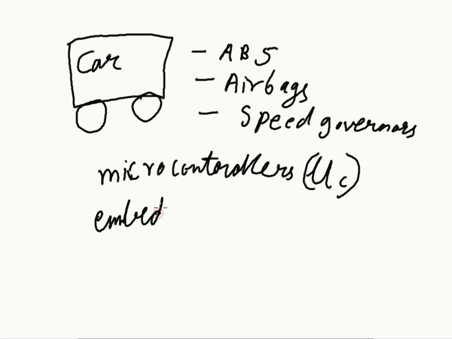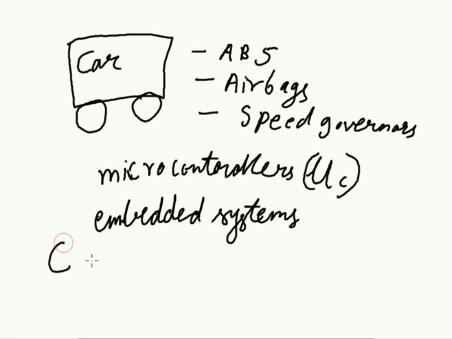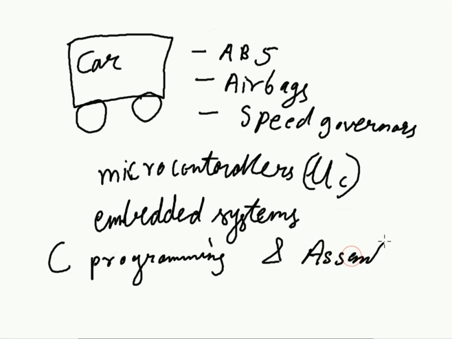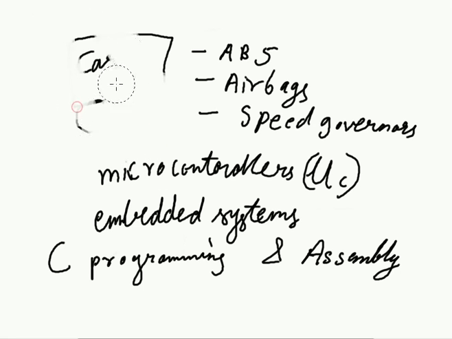The first thing you should know is how to get started with embedded systems. Most of the books currently available focus on two things: C programming and assembly. Sorry for my handwriting, I'm not used to writing on these writing pads. These are the two things you should know if you are getting into the field of embedded systems. Apart from that, there are a few things you should know, which we'll discuss in this video.